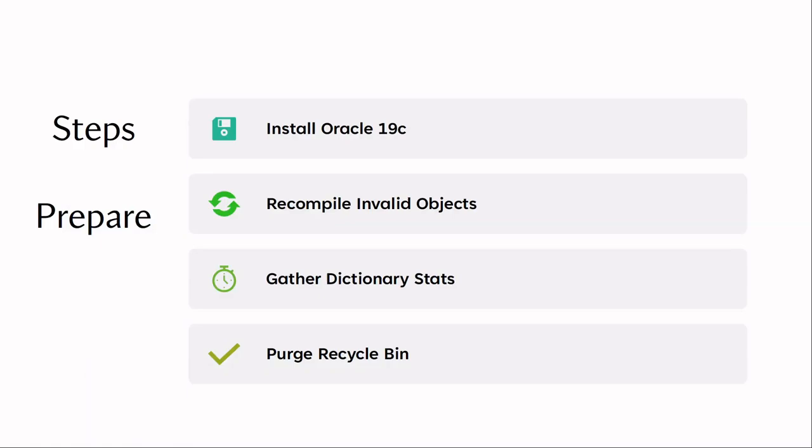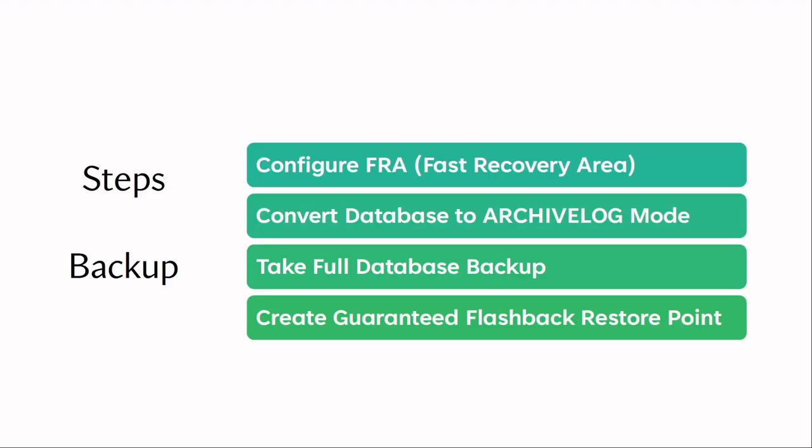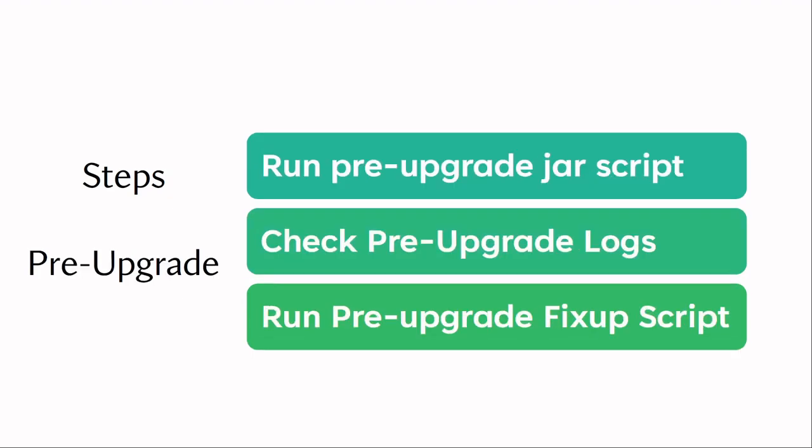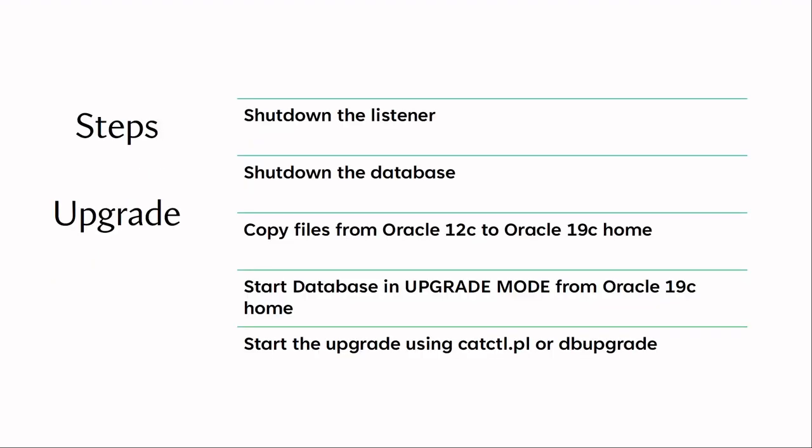We installed Oracle 19c, we recompiled invalid objects, we gathered the dictionary stats, we purged the recycle bin, we configured the FRA, we converted the database to archive log mode, we took an RMAN full backup, we created a guaranteed flashback restore point, we ran the pre-upgrade jar, we checked the pre-upgrade logs, we ran the pre-upgrade fixup script, we shut down the listener, we shut down the database, we copied the init file, password file, sqlnet.ora, in my case it was not there, and the listener.ora file from the Oracle 12c to the Oracle 19c home.